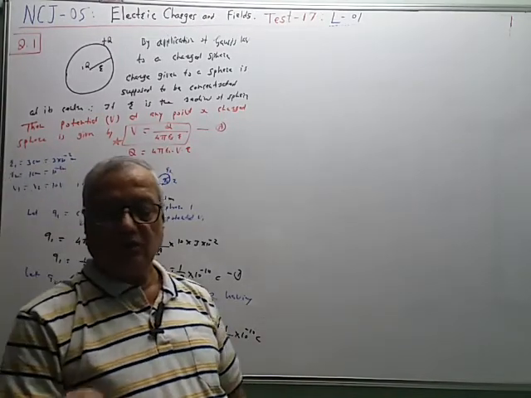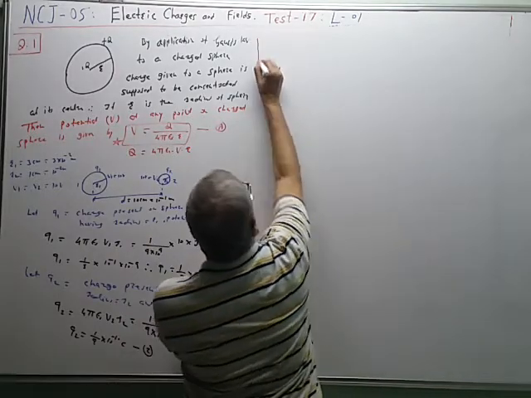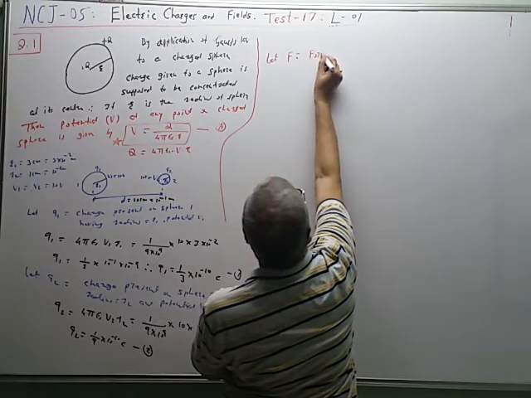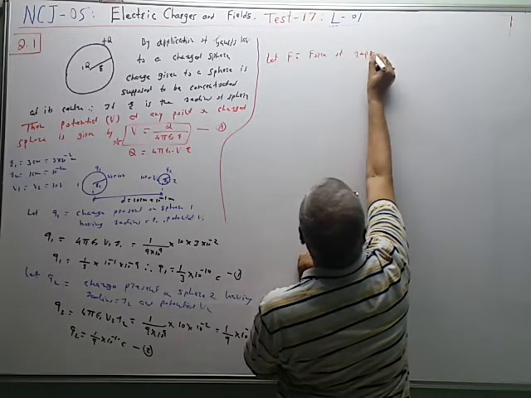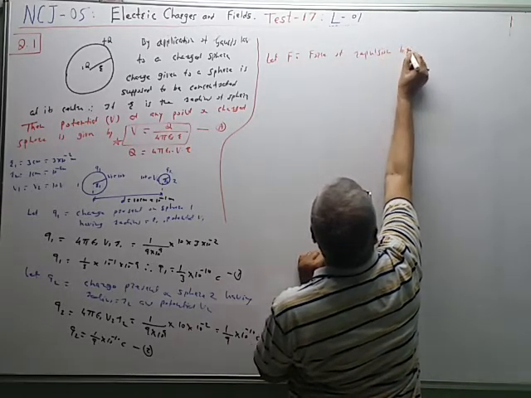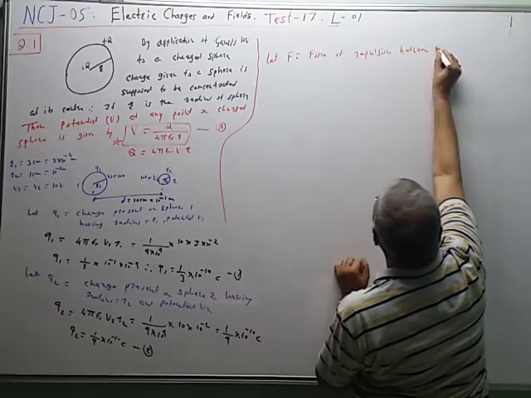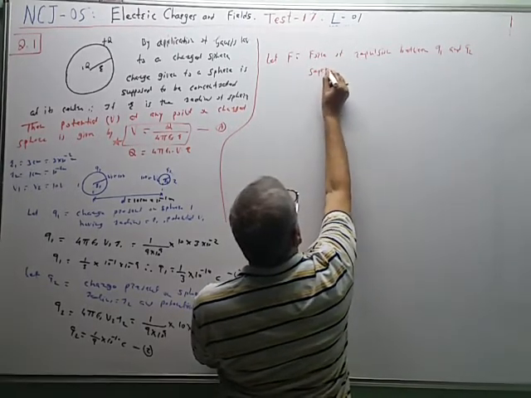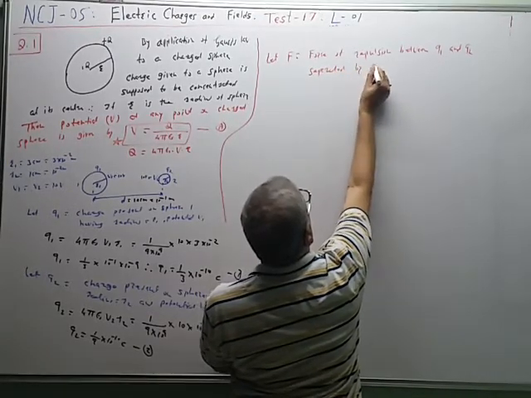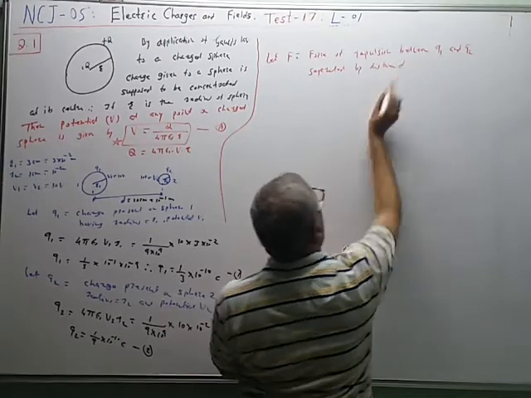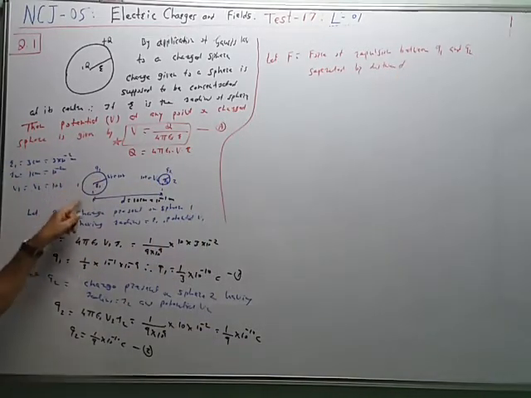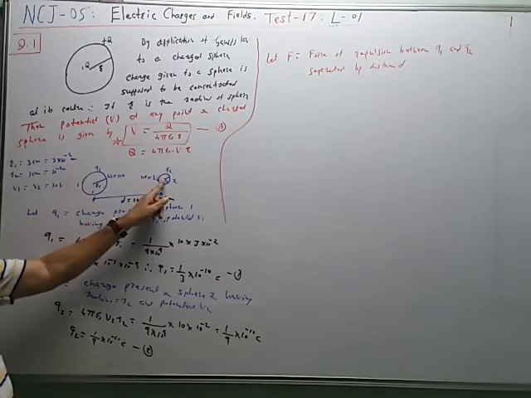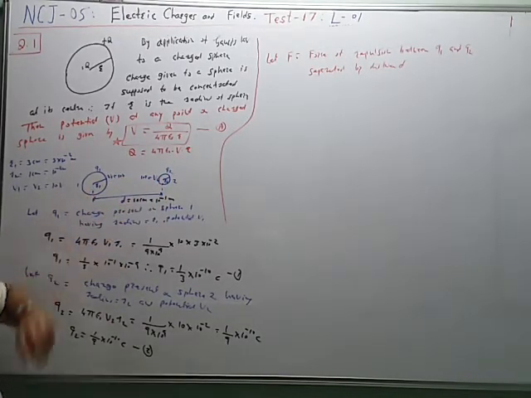So now we can calculate the force of repulsion. Let F is equal to force of repulsion between Q1 and Q2 separated by distance D. Actually this charge Q1 is distributed over the entire surface, but we used this property. This charge Q1 is concentrated here, this charge Q2 is concentrated here, and therefore the distance between their centers is D is equal to 10 centimeter.